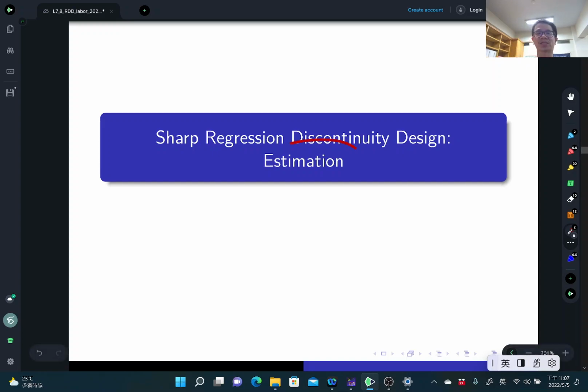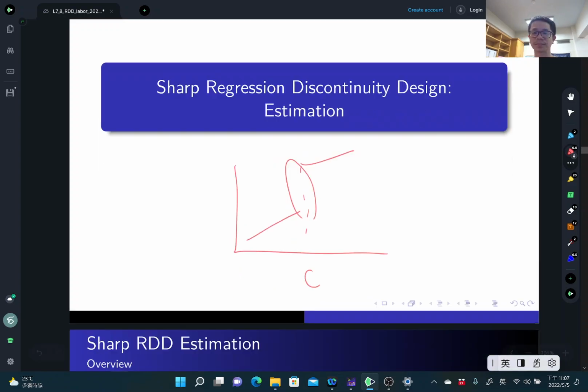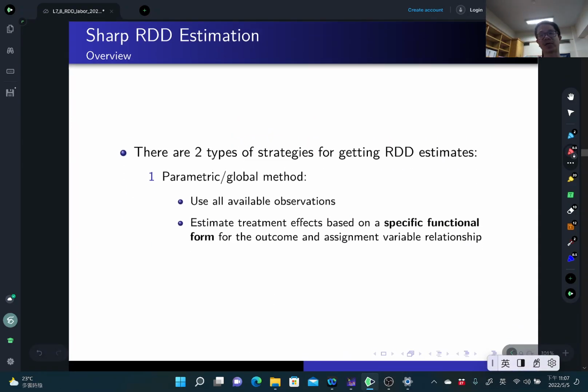And the next question is how to estimate the outcomes difference around the cutoff. So that's the estimation problem: how to estimate the discontinuity around the cutoff. There are two types of strategy to get this discontinuity estimate around the cutoff. One is the so-called parametric or global method.